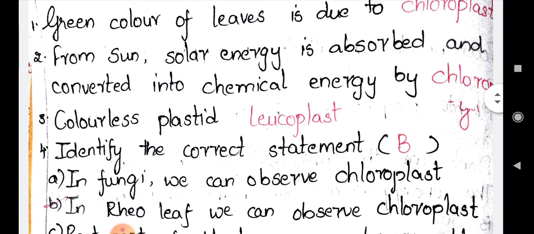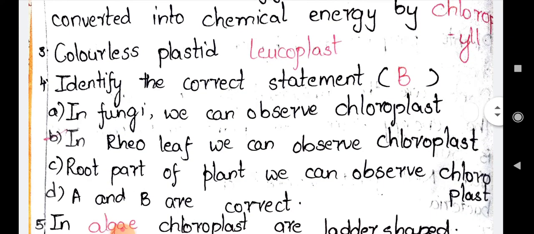Now going to the third answer, colorless plastid. In the cell organelles, we have learned that plants have a special cell organelle called the plastid, and there are 3 types of plastids. One is chloroplast, the second is the chromoplast, and the colorless plastid is the leukoplast. So the third type of plastid is the leukoplast, which is colorless. That is the third answer.